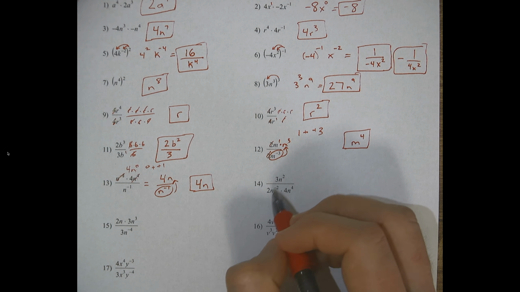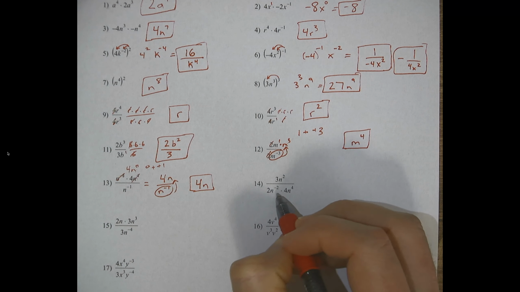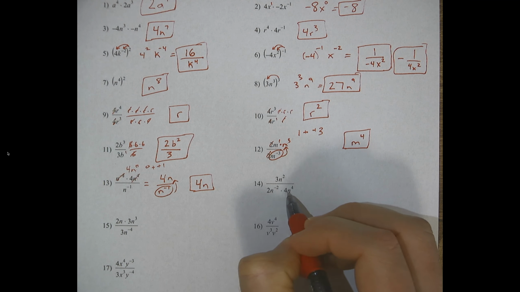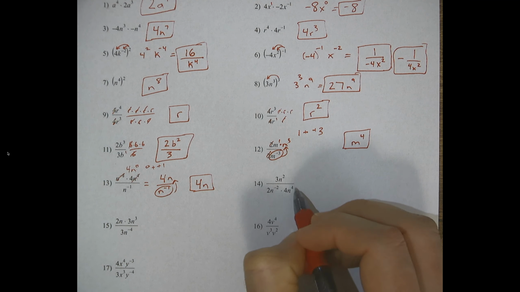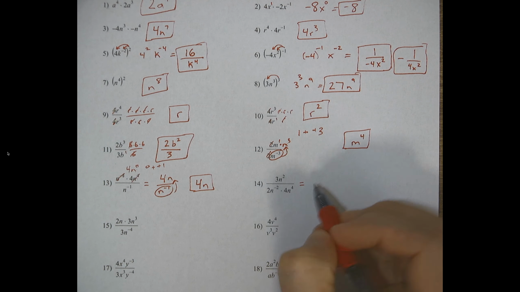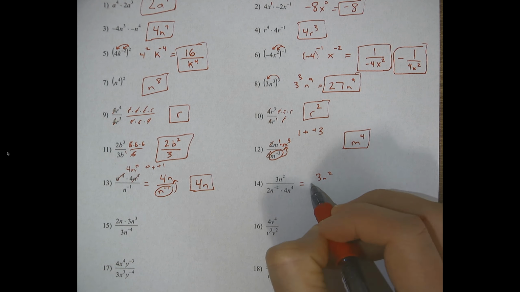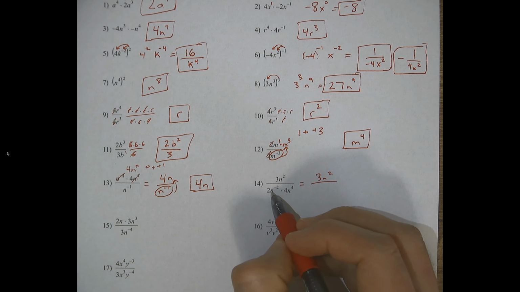All right, 14. I see multiple n's here in the denominator, so I'm going to go ahead and simplify this completely on the bottom and leave the top for now. So 3n squared, leave that alone, deal with it later. Let's go ahead and simplify here.